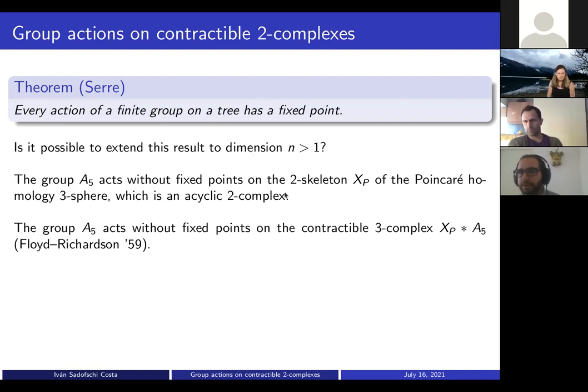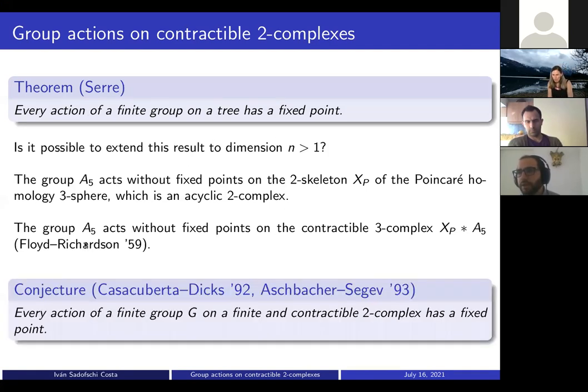So what is left open from this attempt to generalize is the following question: does every action of a finite group G on a finite and contractible 2-complex have a fixed point? This was conjectured by Casacuberta and Dicks without the finiteness hypothesis on the 2-complex, and was posed in the form of a question by Aschbacher and Segev independently.